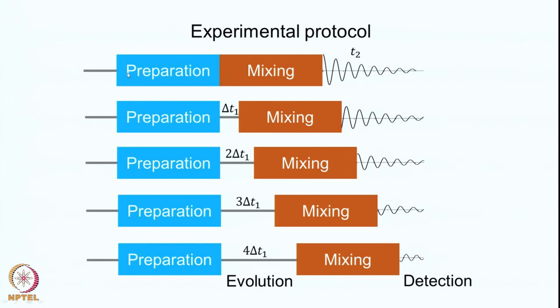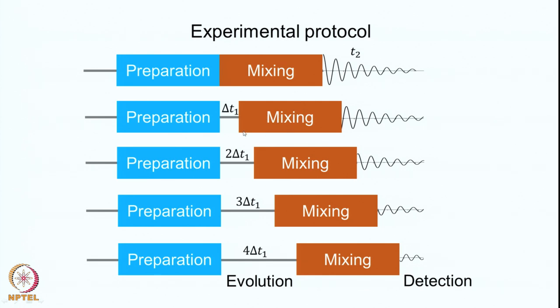So here you have the preparation period and the evolution time, here it is 0, so we call it a 0 time period here, and is immediately followed by the mixing, and you collect the data as a function of time T2. Now you introduce a time period in between, you call it delta T1. This is the evolution time for the magnetization that has been created at this point in time, and this one is then mixed by suitable interactions.